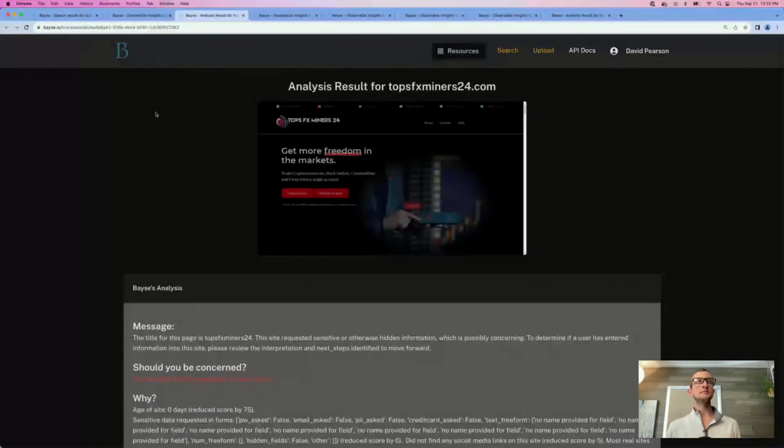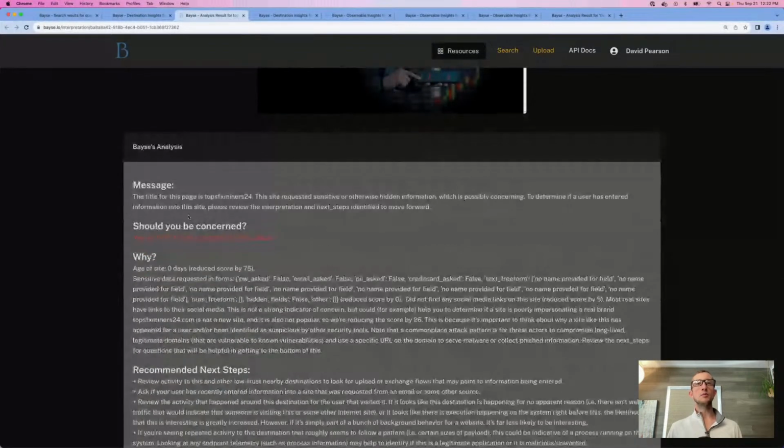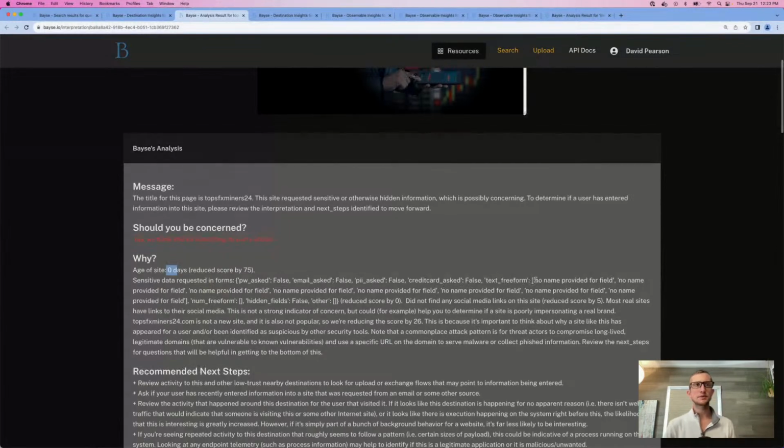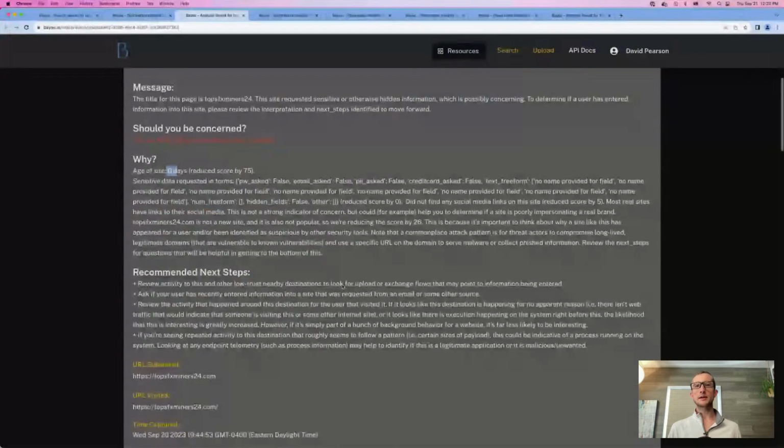Last one, top SFX miners 24.com. So this one, why did we identify it as something that's interesting? 0 days old when it was analyzed. And it looks like there's a handful of unnamed fields that were added. So we didn't identify it was collecting passwords or anything, not explicitly, but we identified that there were other fields that were collected that didn't have a name, at least not a name that we recognized.